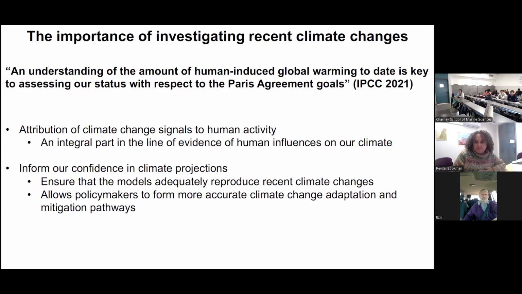We compare model simulations and observations, and by doing so we can see how well climate models capture historic changes in the system. So if they're doing a good job, then we have more confidence in their projections, but if they're doing a bad job, then we have less confidence in their projections. So I'm going to talk about this comparison.